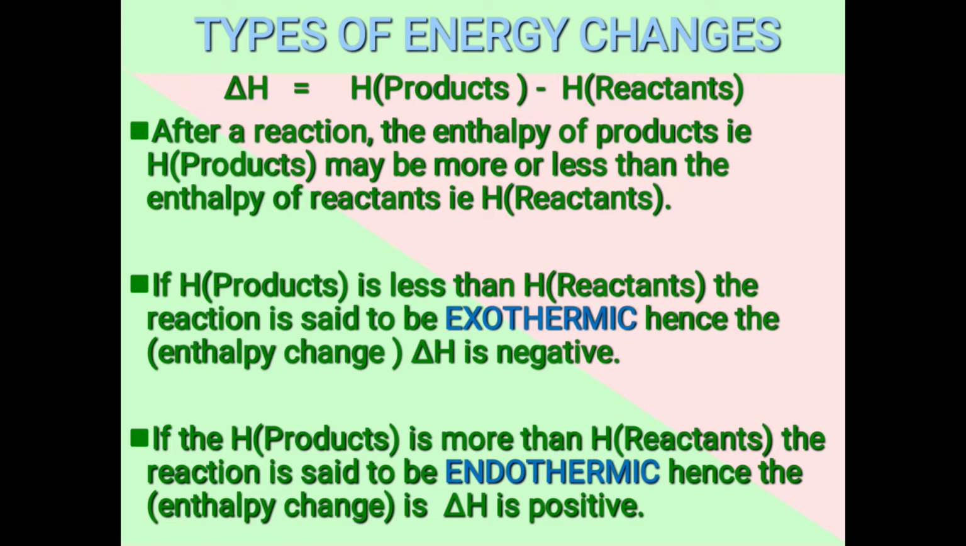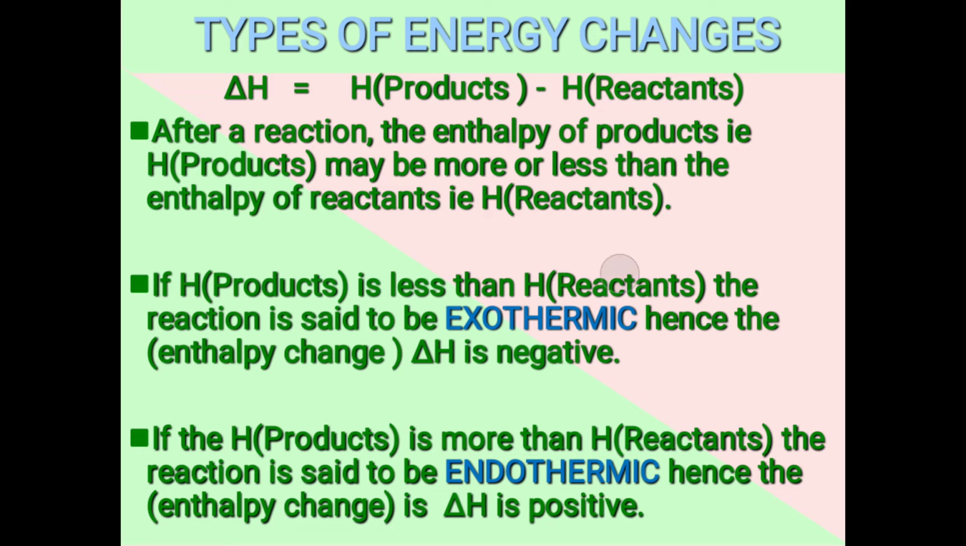Now, after a reaction, the enthalpy of the products may be more or it may be less, because what we need here is an enthalpy change, an energy change, if a reaction is to take place. So after the reaction, we expect the energy in the products to be different from that of the reactants. Therefore, the H products, or heat of products, may be more or less than the enthalpy of reactants, or H reactants.